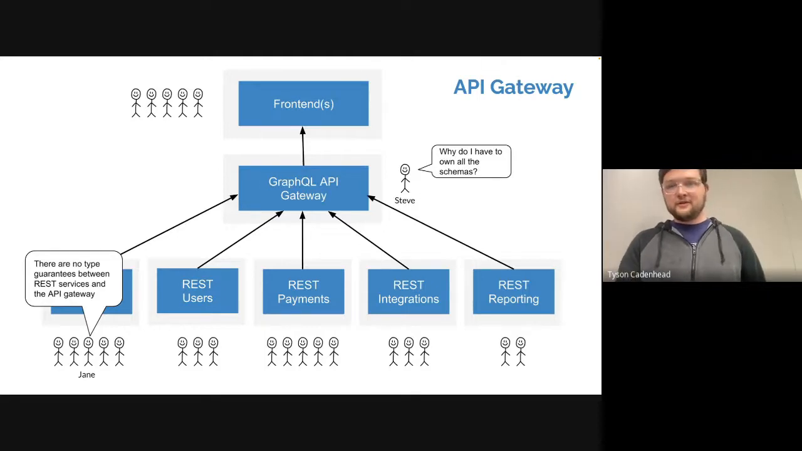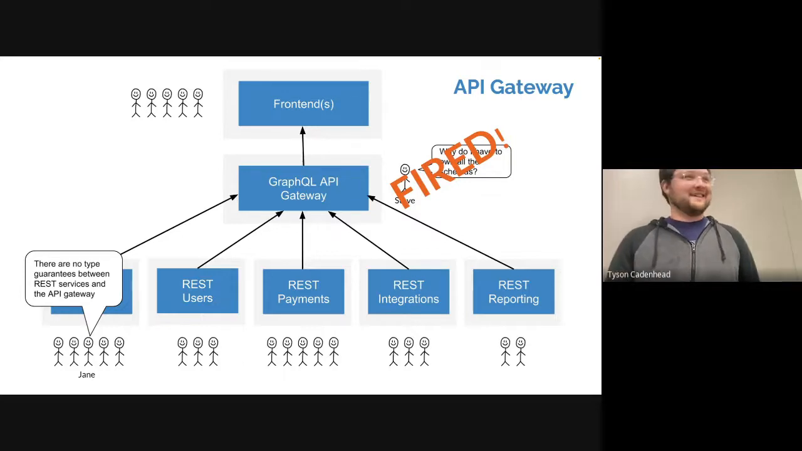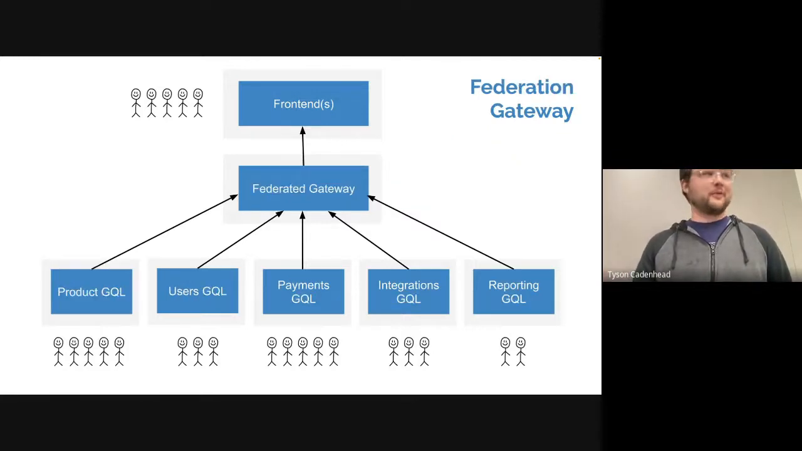And then Steve comes in and complaining as usual. He says, why do I have to own all the schemas? Because he has to sit right there in the middle and control all the schemas and what the type definitions are and how they're resolved to the different REST services. Well, we're tired of Steve complaining, so we fired him. He's out of here. So now that Steve is fired, we have to figure out what to do about that position he was holding.